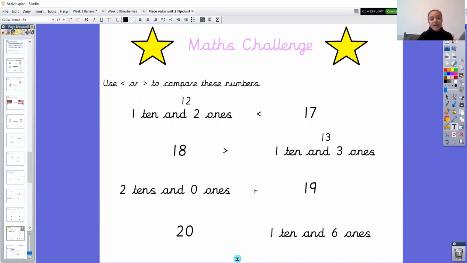Brilliant. This one, we've looked at this one already, haven't we? 2 tens and 0 ones gives us the number 20. So 20 on that side, 19 on this side. 20 is, oh, hang on, 20 is more than 19. Brilliant. And finally, I've got 20 on this side, and I've got 1 ten and 6 ones, which gives me the number 16. Okay, so 20 is more than 16.